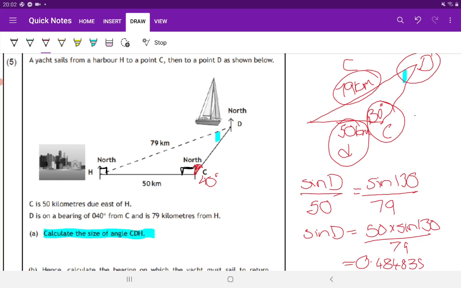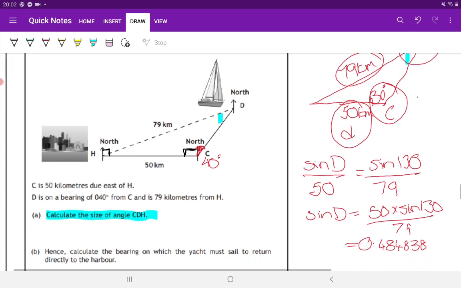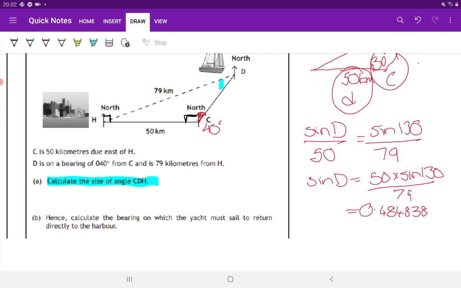Now, that is not the answer; remember, that is the sine of the angle. To get the actual angle, we need to do the inverse sine of that, and we get 29.00. So D, the angle is 29.00, so really just 29 degrees. Now, hence. Remember that word hence, it always means using what we know.